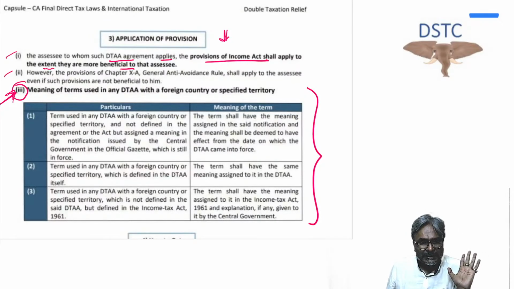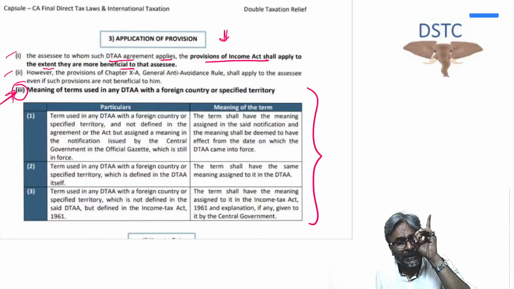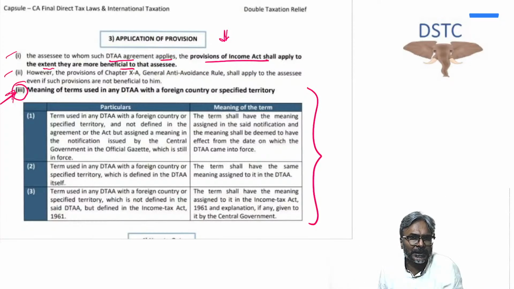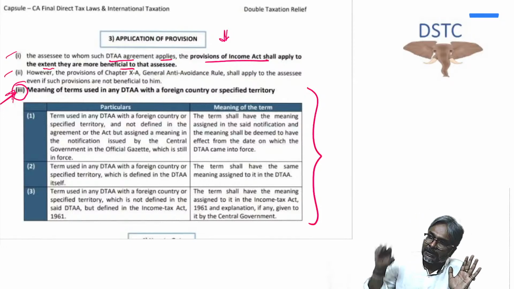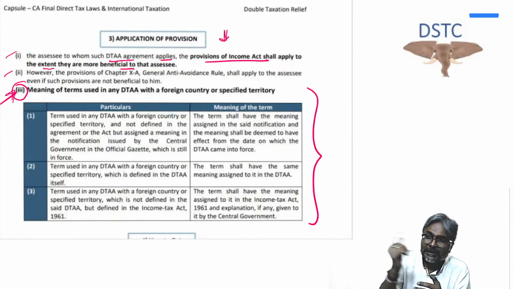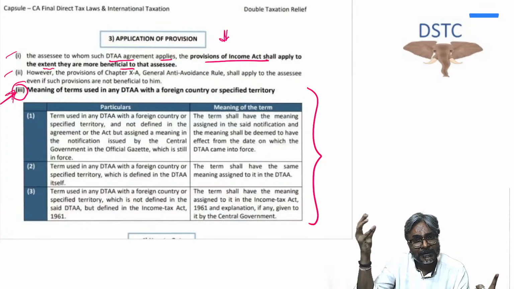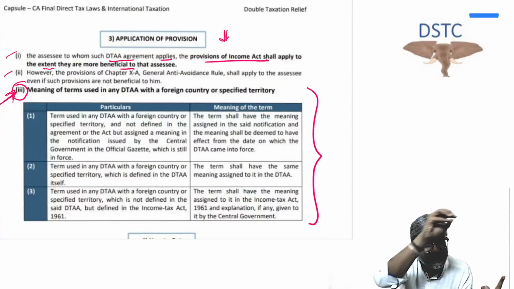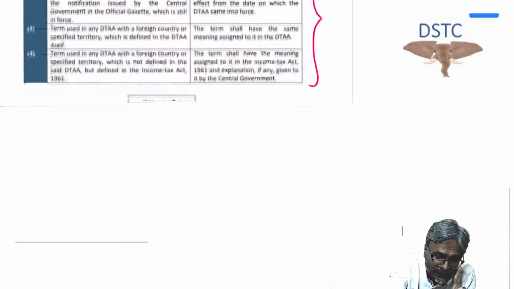In any case, even if it is beneficial, doesn't matter. If the definition has been given under the treaty, then it will always prevail over the definition under the Act. But if there is no definition in the treaty and the term is defined under the Act, then can the definition of the Act be used to do the interpretation of the treaty? The answer is yes. I hope that all of you are clear with this one. So just keep this particular point in mind.